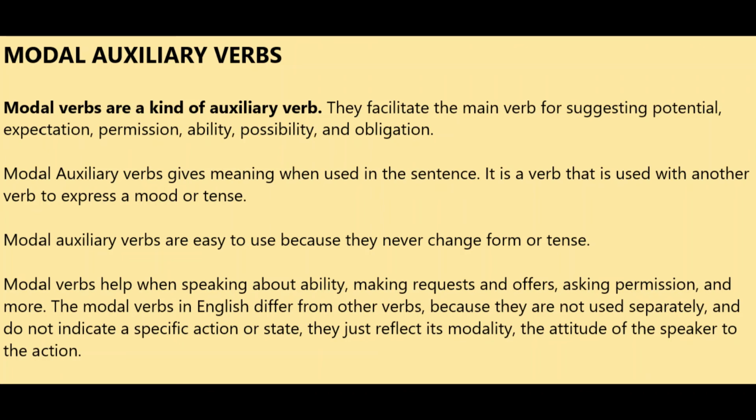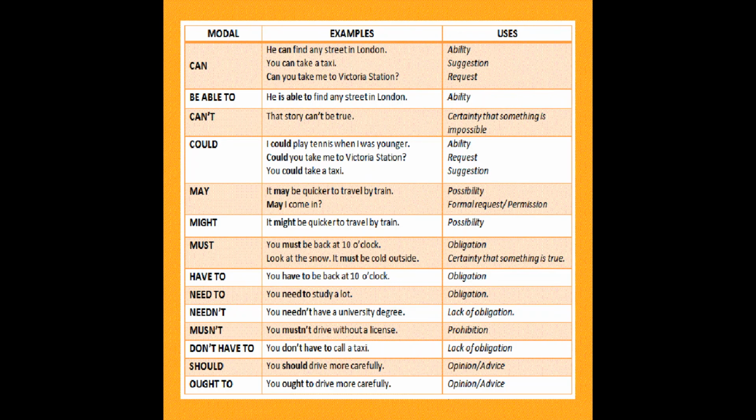Now you can see the example. These are the modal verbs, and examples are also given. Can shows ability, suggestion, request. He can find any street in London. That's his ability. You can take a taxi. Okay, that is a suggestion. Can you take me to Victoria Station? It's a request. So can, three forms you have.